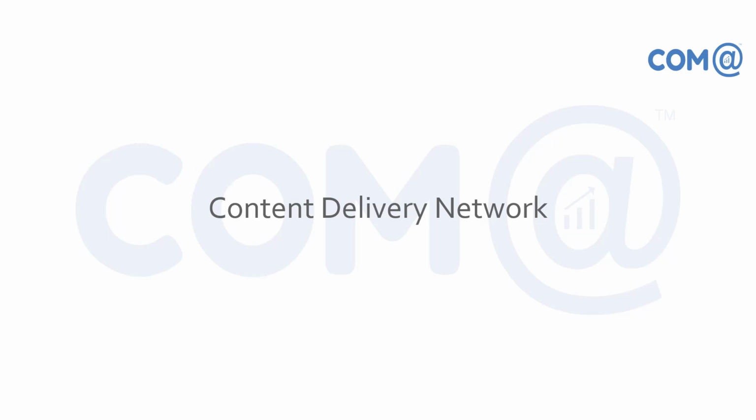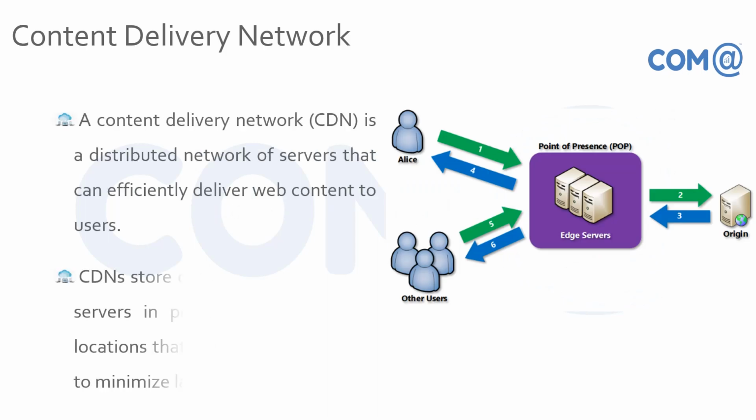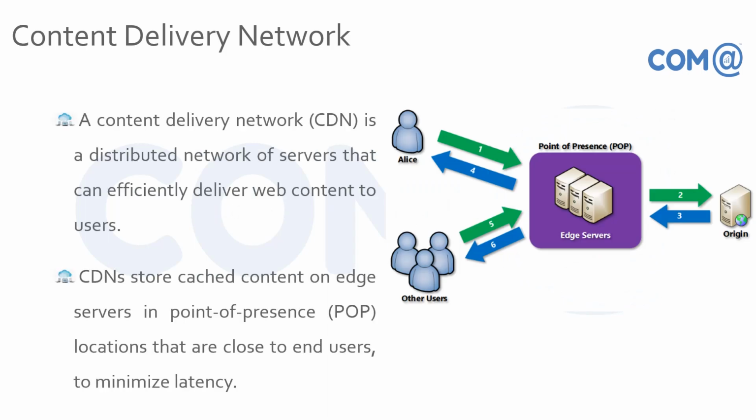Initially, we'll understand the Content Delivery Network. A content delivery network is a distributed network of servers that can effectively deliver web content to end users. A content delivery network stores cached content on edge servers in point of presence locations that are close to the end users to minimize the latency.